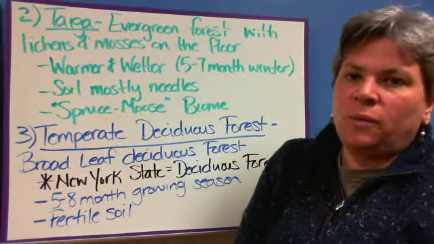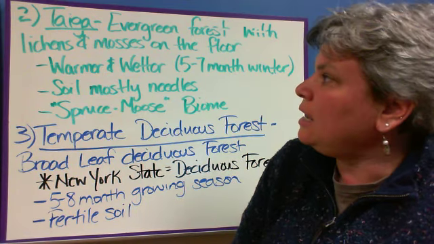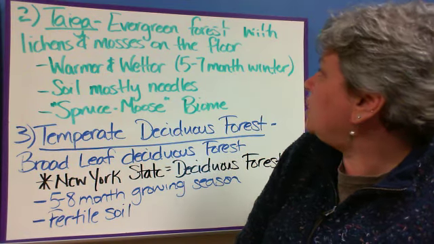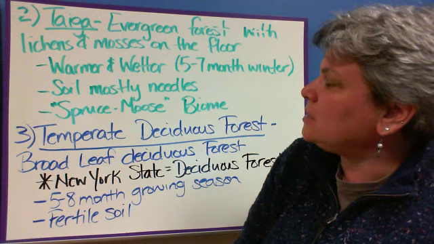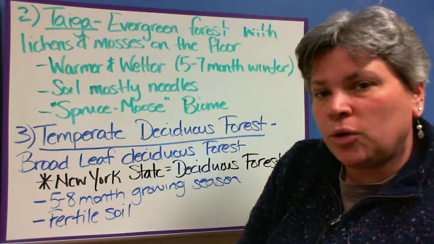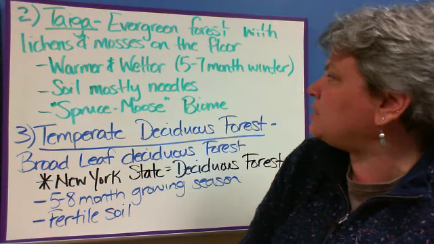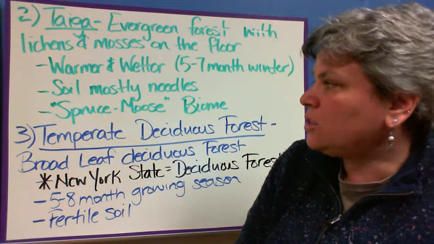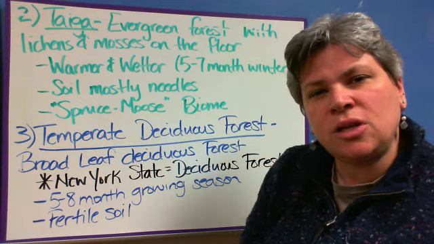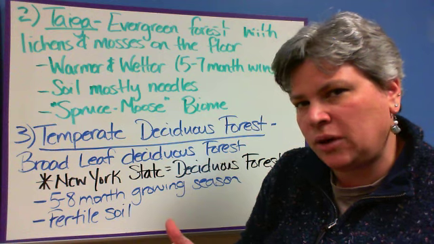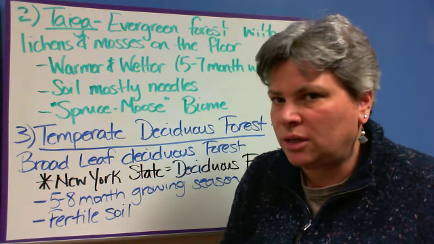That takes us down to what we call the taiga. The taiga is the evergreen forest. Generally speaking, with the taiga, it's got lichens and mosses on the floor. It is warmer and wetter than the tundra. It's got a 5 to 7 month winter. The soil is mostly needles. Needles don't break down. They don't decompose very well, so the soil isn't super rich.